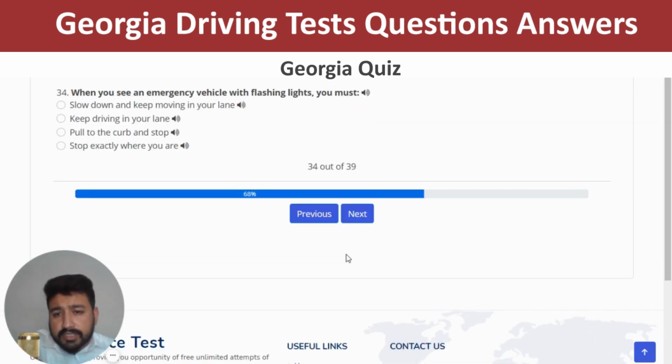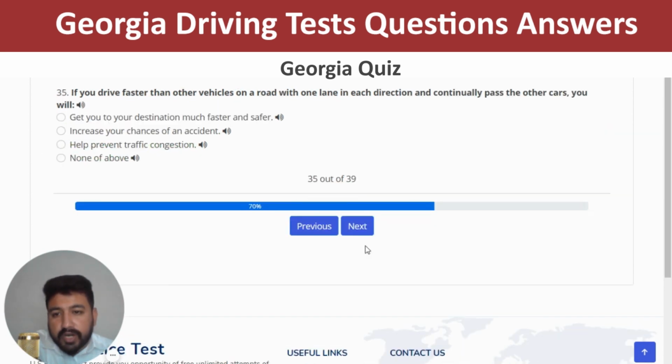When you see an emergency vehicle with flashing lights, you must pull to the curb and stop. So I'm going to click on the third option. Correct, and next. If you drive faster than other vehicles on a road with one lane in each direction and continually pass the other car, you will increase your chances of an accident. So I'm going to click on the second option.